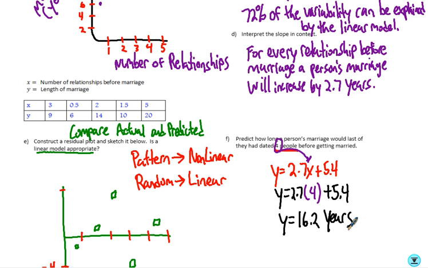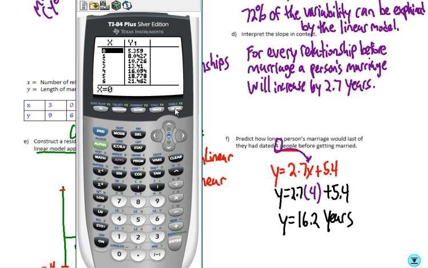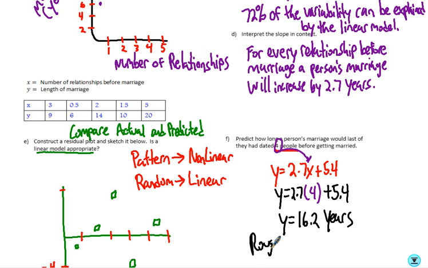Now, that's okay, but to get a more accurate picture, let's go back to our table. We've got our equation in there. If you go over to second and then table, here's all of our predicted values. So if we scroll down to 4, we see 16.094. So there's a little bit of difference because we rounded there. Either way, though, we could say roughly or approximately 16 years would be our estimation there.